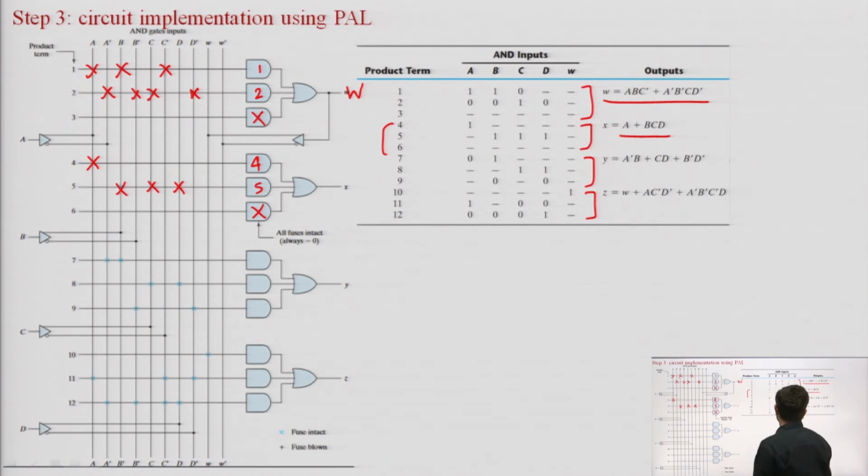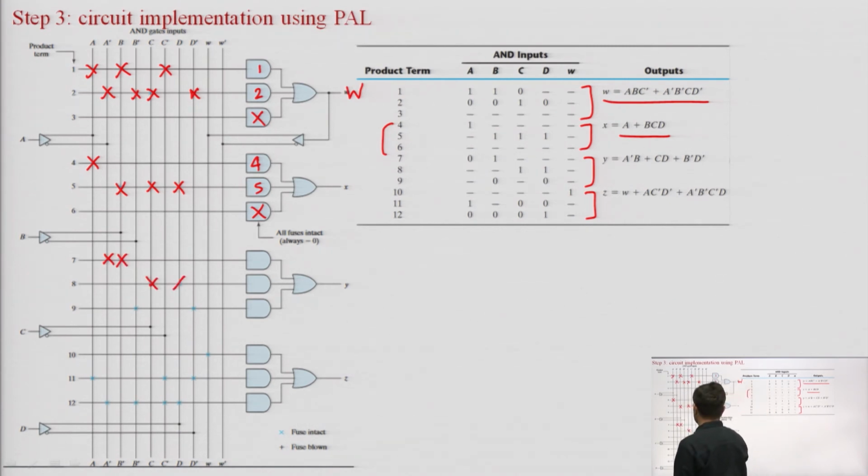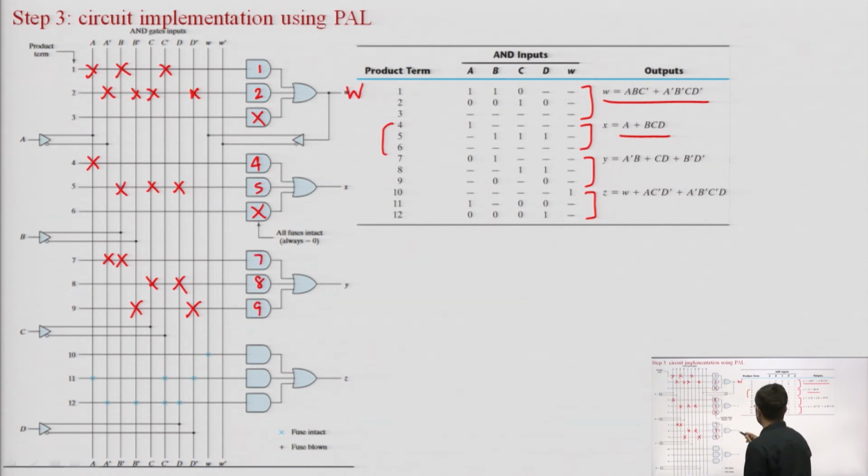Okay. Then 7, 8, 9 says A bar B. So this is A bar B. Then C D, this is C, this is D. Then B bar D bar, this is B bar, this is D bar. So these are product number 7, 8 and 9. They will be added together to prepare Y.